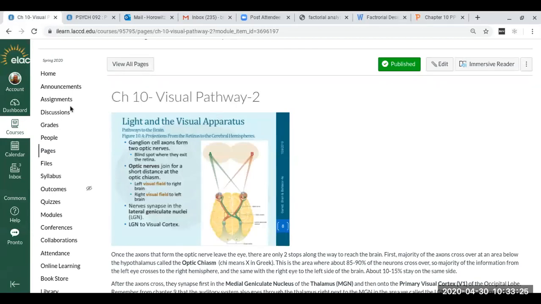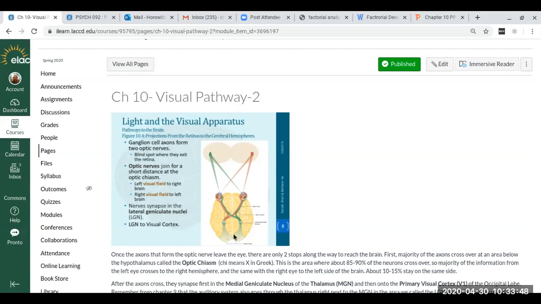So I just wanted to show you guys here the chapter 10 visual pathway. Here we see the same slide. Ganglion cells form the 2 optic nerves. The optic nerves join at a short distance. I can't really zoom in, but this is the picture that you'll be able to see. The left side is A, the visual field. The right side is B.